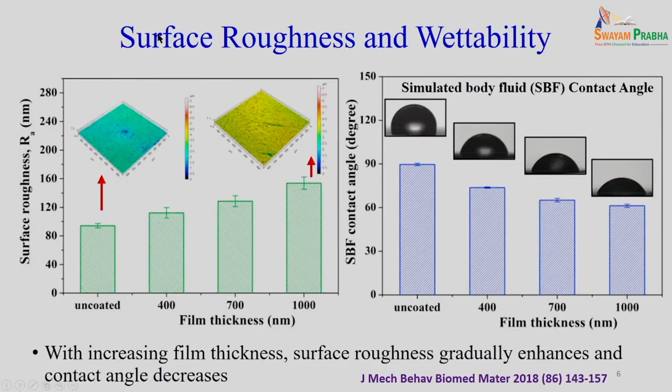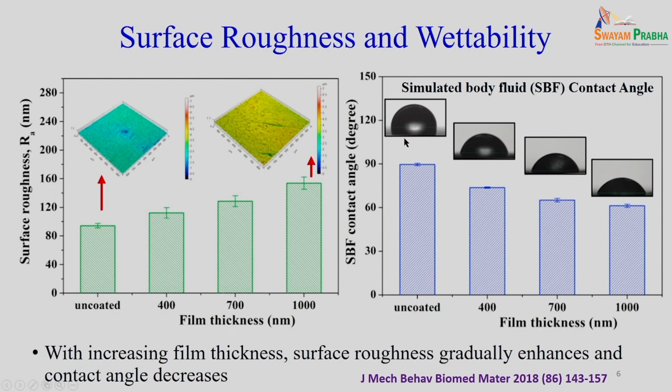Now, after measuring the thickness, we analyze its physical properties, particularly roughness and the contact angle. Surface roughness was also found to increase with coating thickness. So, you just see that with increase in the coating thickness the surface roughness increased, but still the roughness was in the nanometer range.